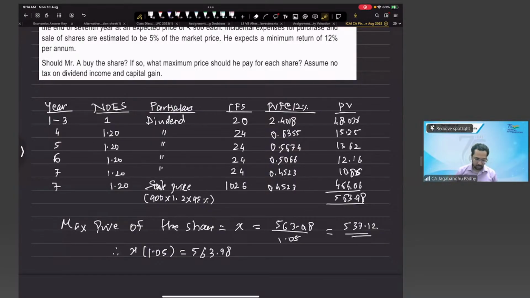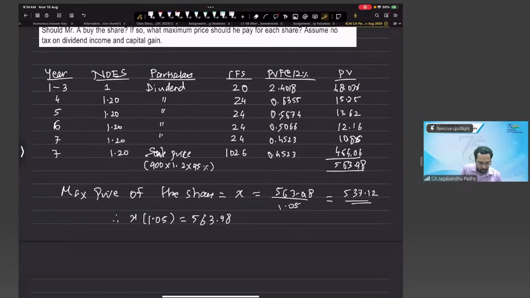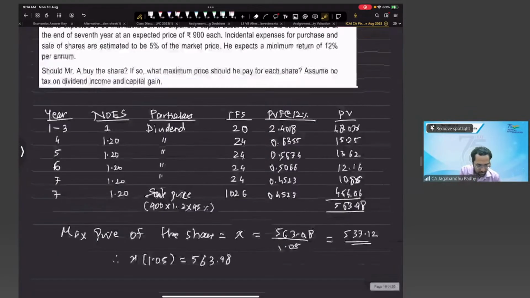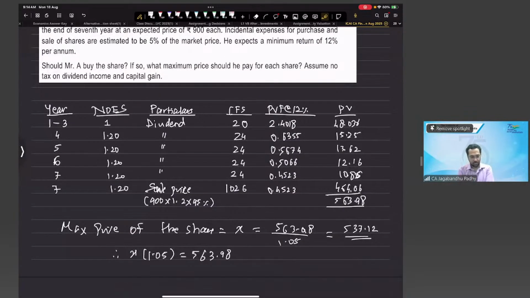Got it, sir. Fine. So then let's take a break, guys. A break of around 10-15 minutes, and we'll be back with the remaining questions on cost of equity valuation. And post that, we will start to have some amount of MCQ discussion also. Okay, so let's just take a break, guys.